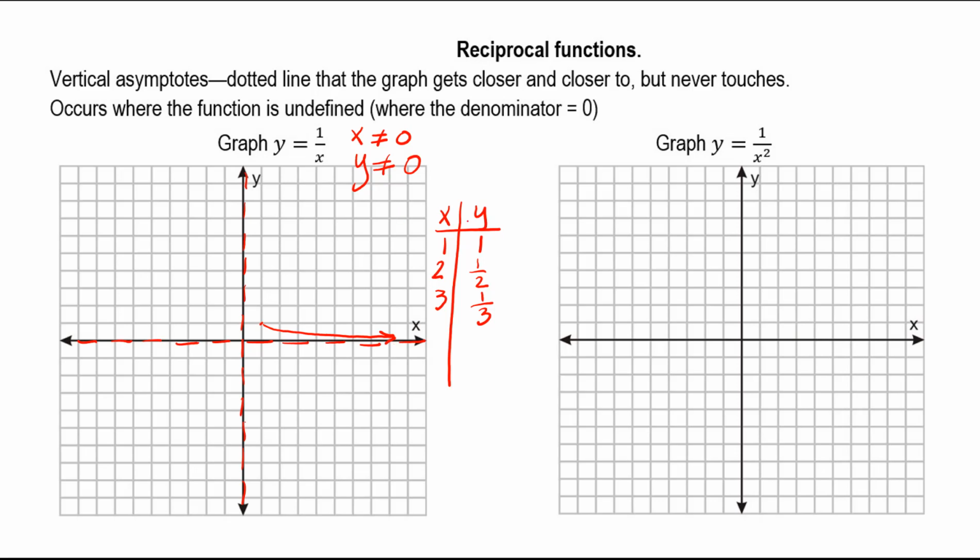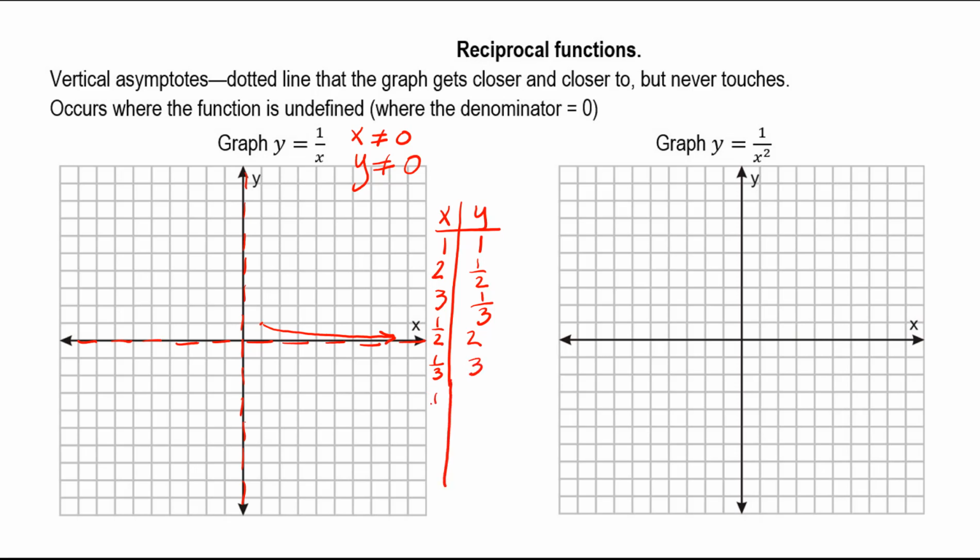And then when x is between 0 and 1, what happens? Well, if x is 1/2, then y is the reciprocal of that, which is 2. When x is 1/3, y is the reciprocal of that, or 3.